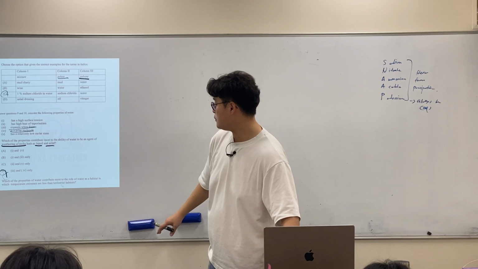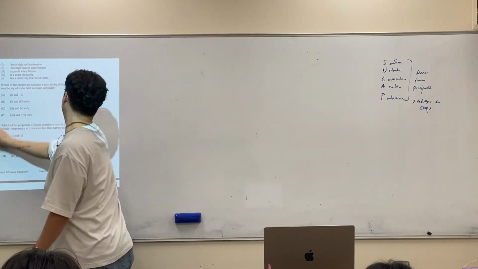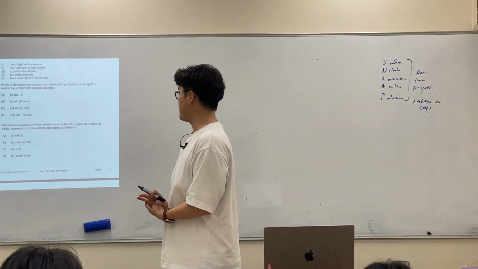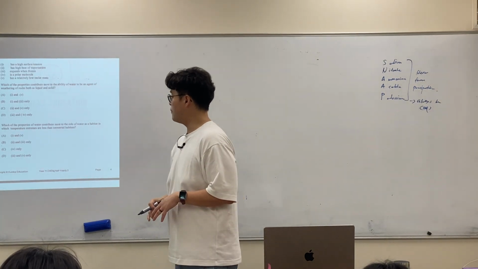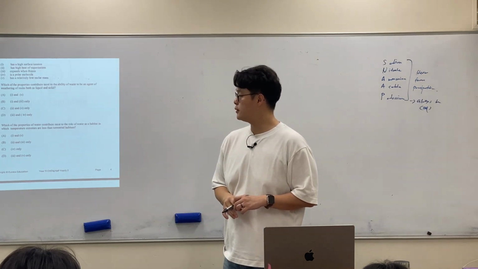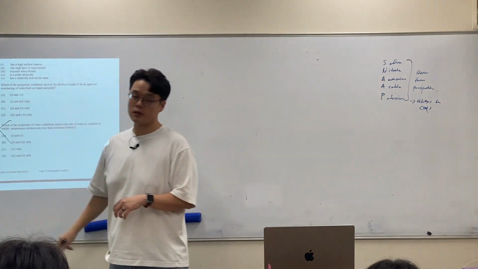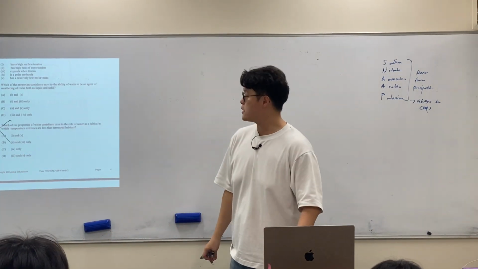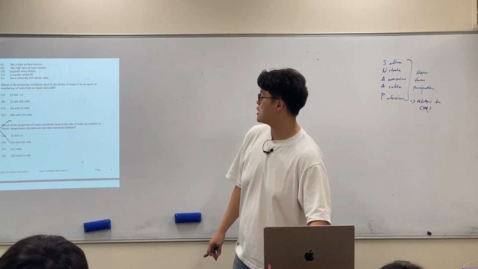10. Which of the properties of water contributes most to the role of water as a habitat, in which temperature extremes are less than in terrestrial habitats? Don't worry about this one. Question 10, that's an old-fashioned one. The answer is B, by the way. It has a high heat of vaporization, and it expands when frozen.